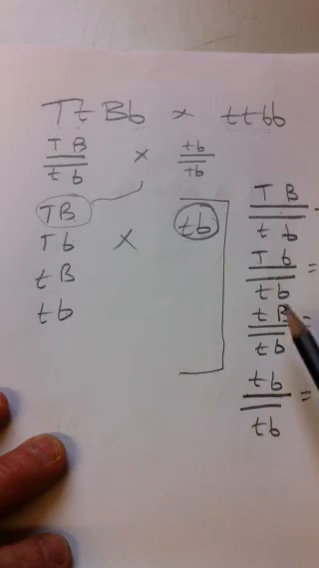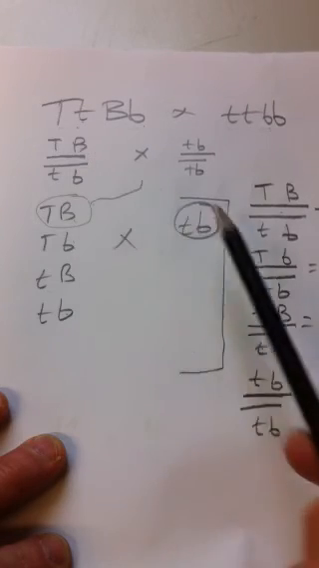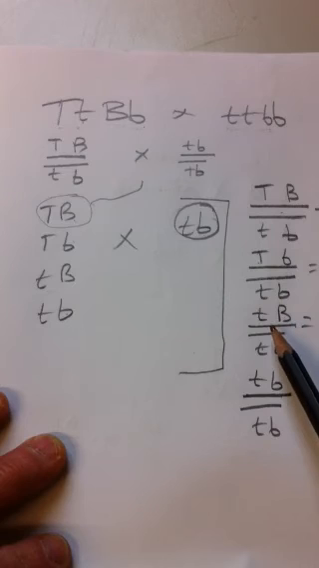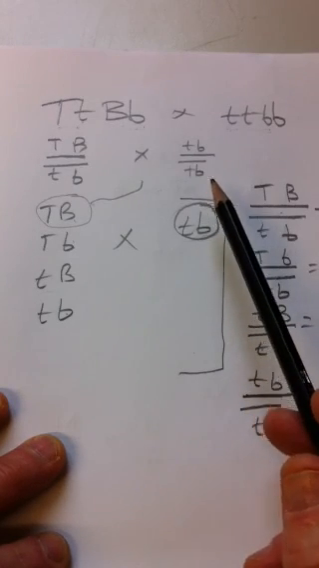But these are linked genes. This one, because it has a dominant, resembles this parent here. This one does not resemble either parent, nor this one. This one, because it's recessive for both, resembles this parent here.